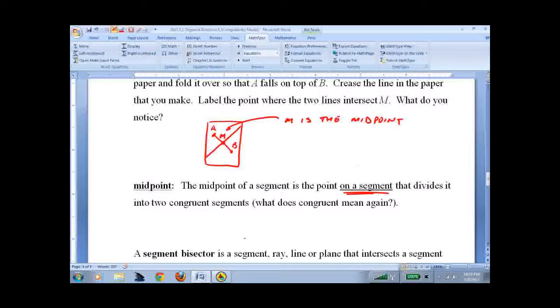So for example, that would not be the midpoint because AB is not a segment. AB has to be a straight segment, not a bent one. So midpoint on a segment breaks it into 2 congruent segments. And remember, congruent is just equals for shapes. And a segment is a shape, not a number.